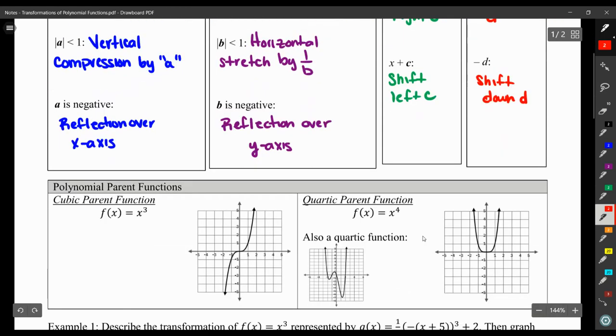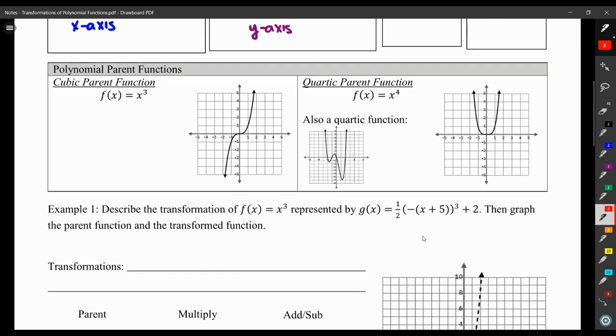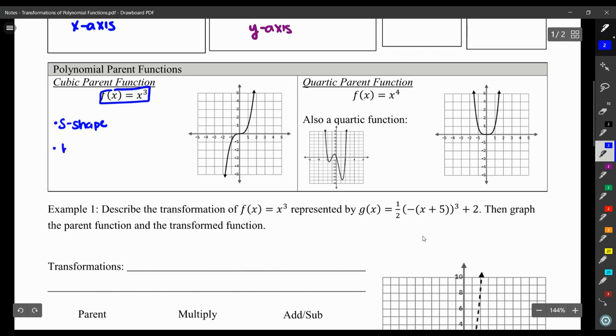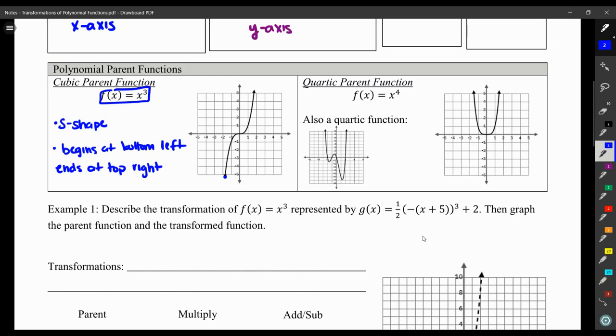Okay. Now, what kinds of polynomials are we going to be messing with? Well, the first one is a cubic parent function. The equation for the cubic parent function is y equals x to the third, and it's kind of an S shape. That's kind of how you can recognize a cubic function. The parent function begins at the bottom left and ends at the top right. If it doesn't follow those two, that means it's not the parent function. It's still a cubic, it's just not the parent.